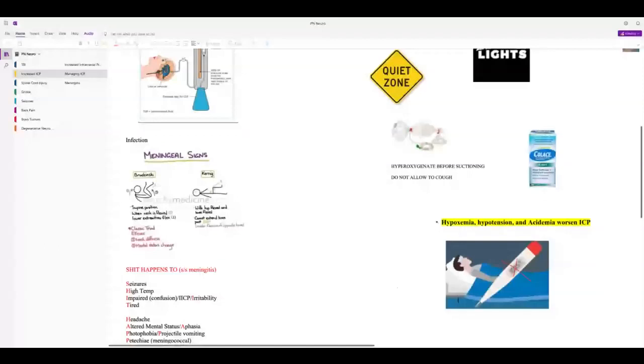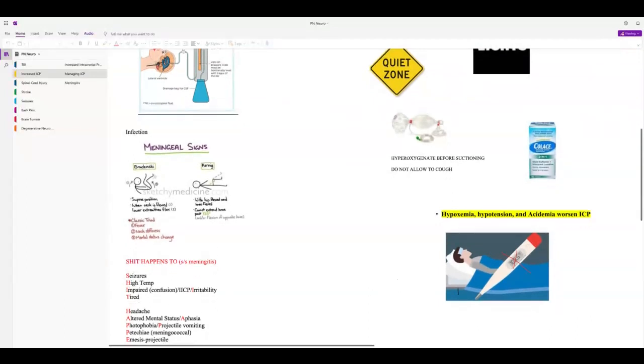So Brudzinski's is when you flex the neck and they bring their legs up, so their lower extremities flex. Then with Kernig's, they can't straighten their knee. That's how I remember that. So with the hips flexed and the leg flexed, they cannot extend their knee. So that's how I remember those two. The classic triad for meningeal signs is fever, nuchal rigidity, and mental status changes.